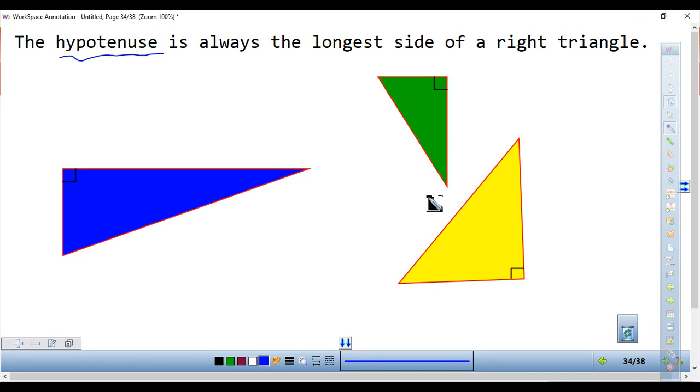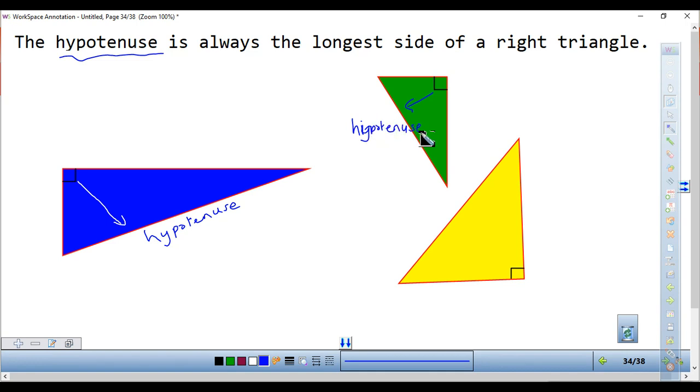Let's take a look at these three triangles. Which is the hypotenuse of each? Well, if you look, it should seem fairly obvious that this side is the hypotenuse. If it's not obvious, you can see that the hypotenuse is always opposite the right angle. So go into the green triangle here. The hypotenuse is opposite that right angle.